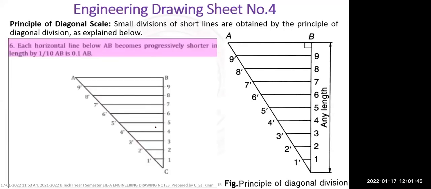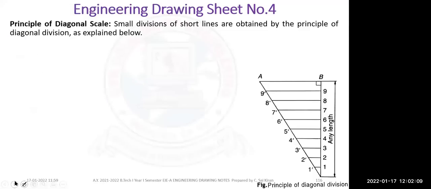Okay, 1 to 1 dash distance. If you project it, same thing will be projected here. 1 to 1 dash distance is 0.1 of AB. Okay, 9 to 9 dash is 0.9 of AB. This line is 0.9 of AB. Okay, 5 to 5 dash is 0.5 of AB. So we use the same principle in our example.